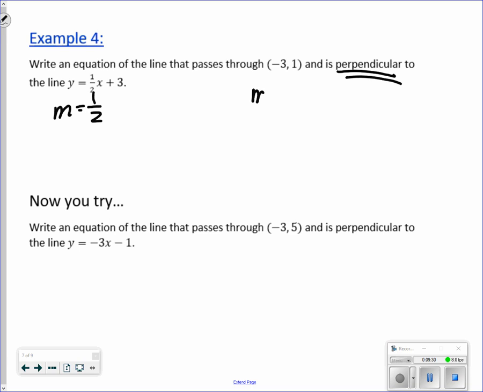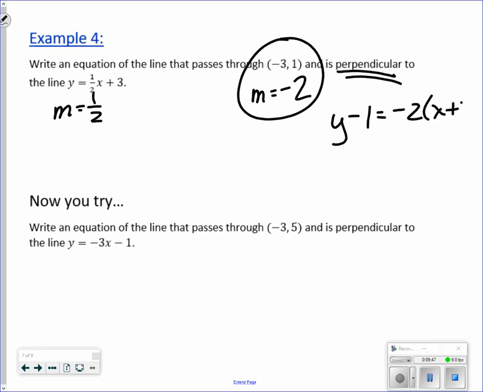Now they're asking for perpendicular. So the slope of the line that they want me to write would be negative, because it has to be opposite signed, and reciprocal. So it'd be -2. Now I just take this information and write an equation. y minus the y of the point, equals the slope, times x minus the x of the point. So all I'm doing now is resorting back to what we did in section 4.2 in point slope form.